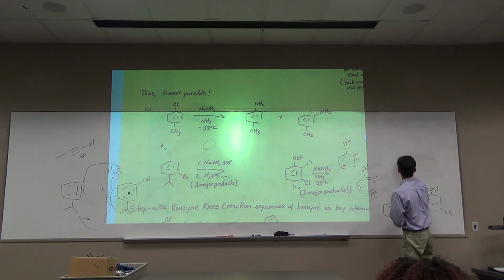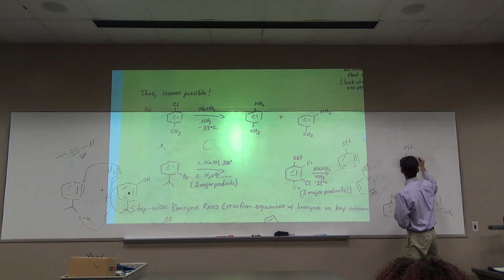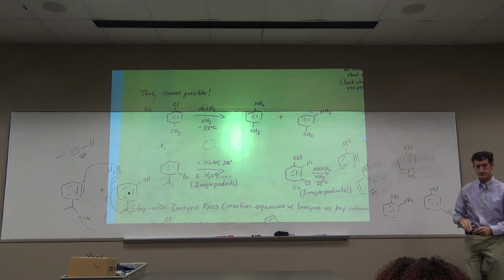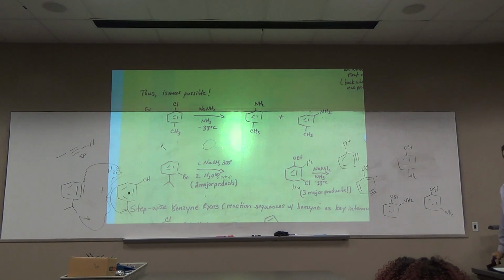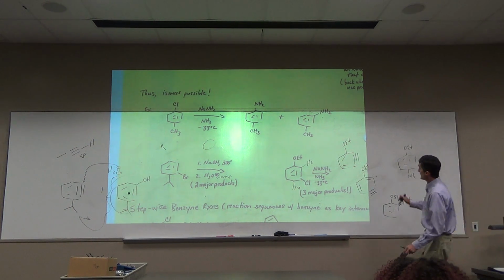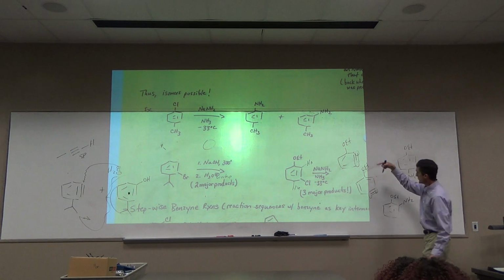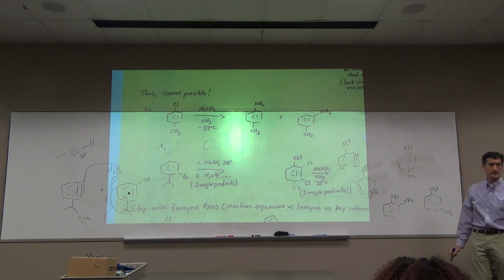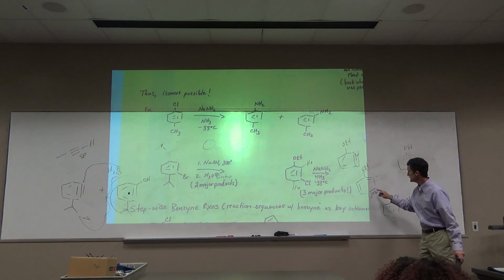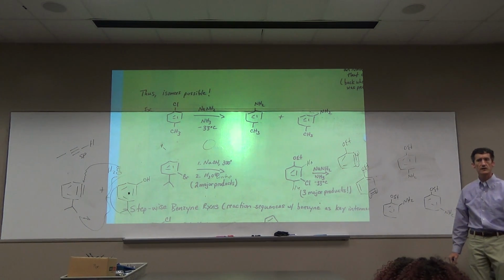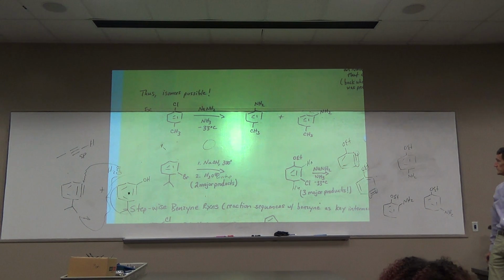But we could also get all three, because there are two different benzynes, giving you three different locations to attack. Because this is the same location. Three different locations to attack because of two different benzynes that are possible.